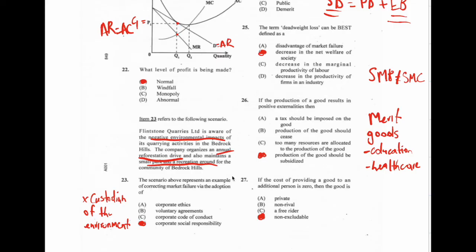27 says, if the cost of producing a good to an additional person is 0, then the good is... I need to change this answer. It is not non-excludable, it is actually non-rival. This is where the marginal cost of producing is actually 0, and that's a non-rival good.